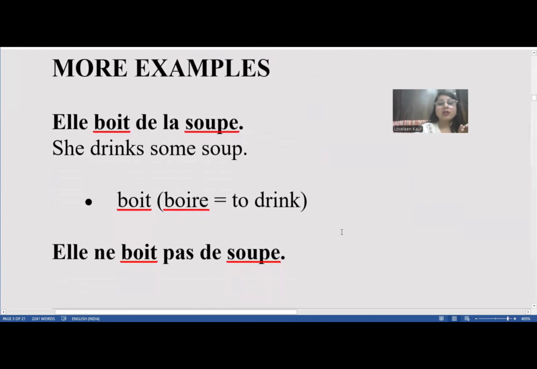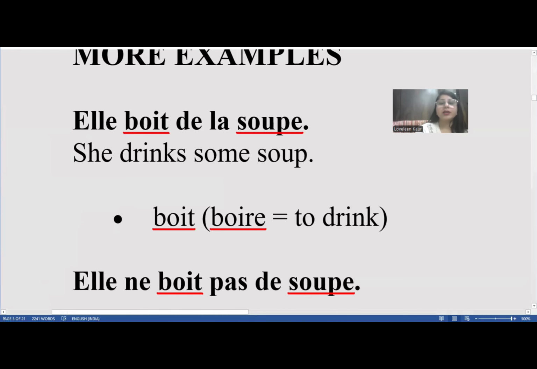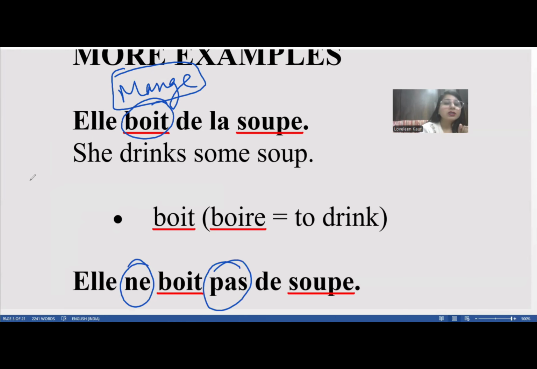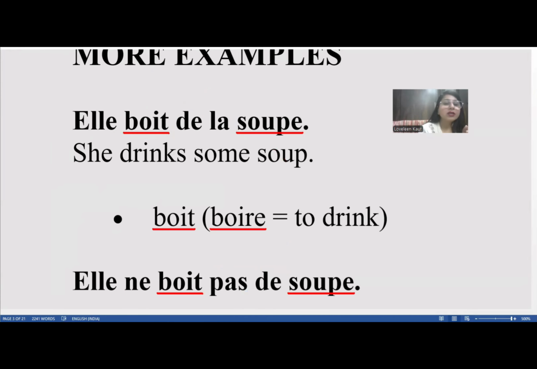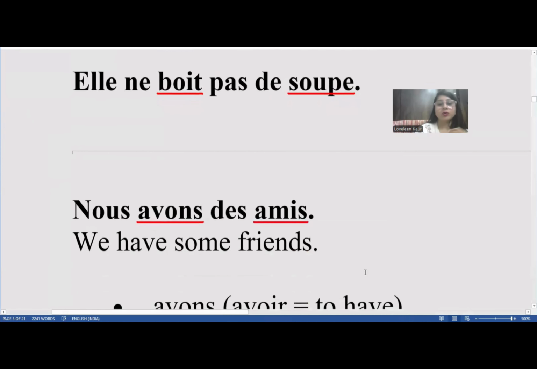Now, for example, elle boit de la soupe, or sometimes we use elle mange de la soupe, right? So if it's written elle boit de la soupe or elle mange de la soupe, what will happen? Of course, around the verb, whether mange or boit, you will put ne and pas, the way it's written. Okay? But this de la also will change to de, right? I drink some soup or I eat some soup, then we'll say je ne bois pas de soupe or je ne mange pas de soupe.